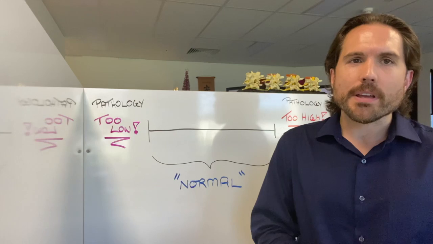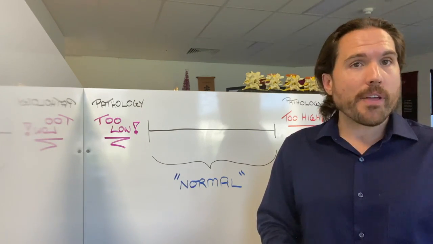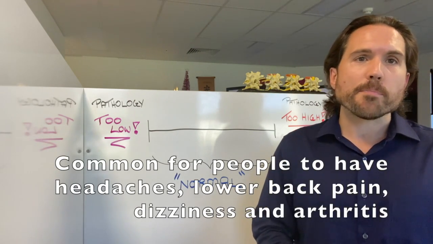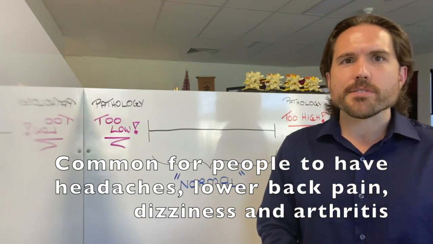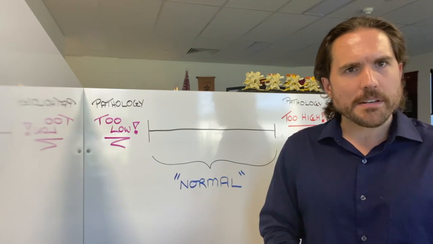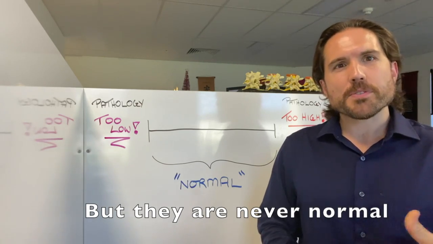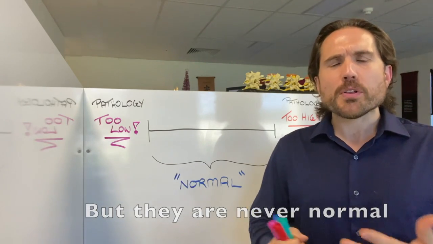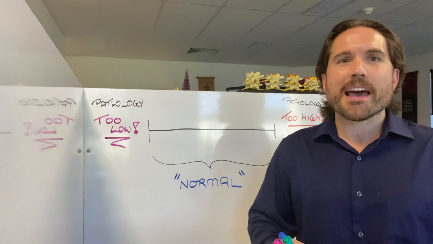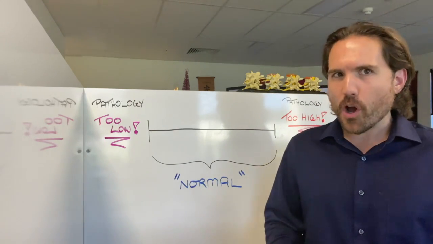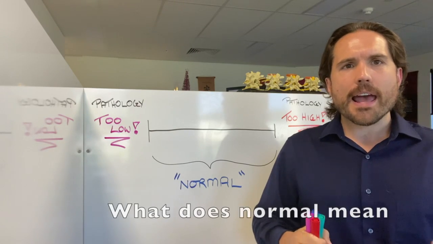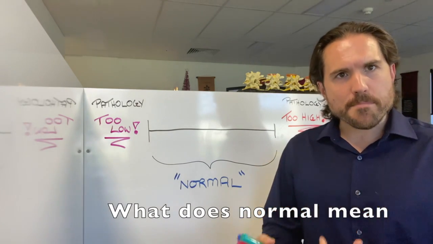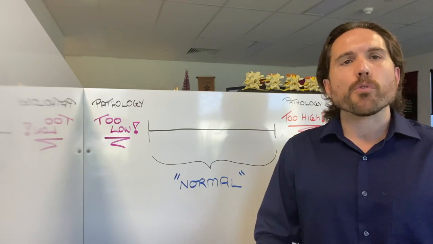So for example, it is very common for people to have headaches. It is very common for people to have low back pain, dizziness, blood issues, arthritis, and all this stuff. All these things are very, very common, but they are never normal. So when people say, oh, I have my normal headaches, or I feel just as bad as I normally do, that is actually not normal. And so I want to do a little bit of a breakdown as far as what normal actually means when people are looking for pathology.